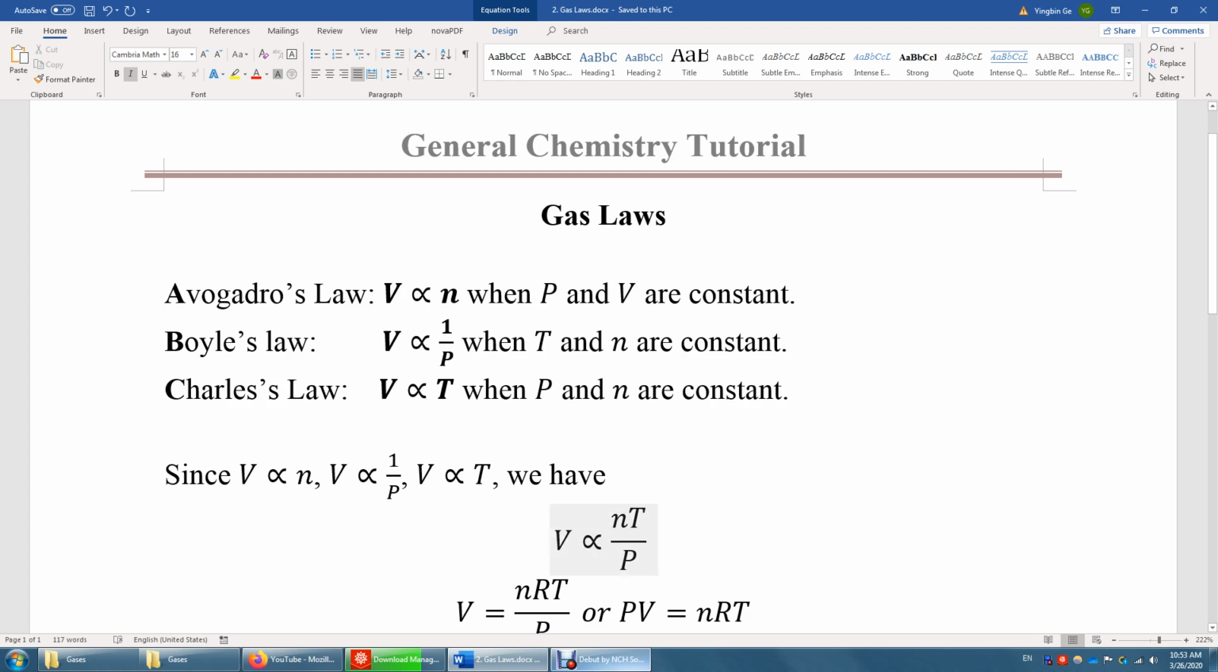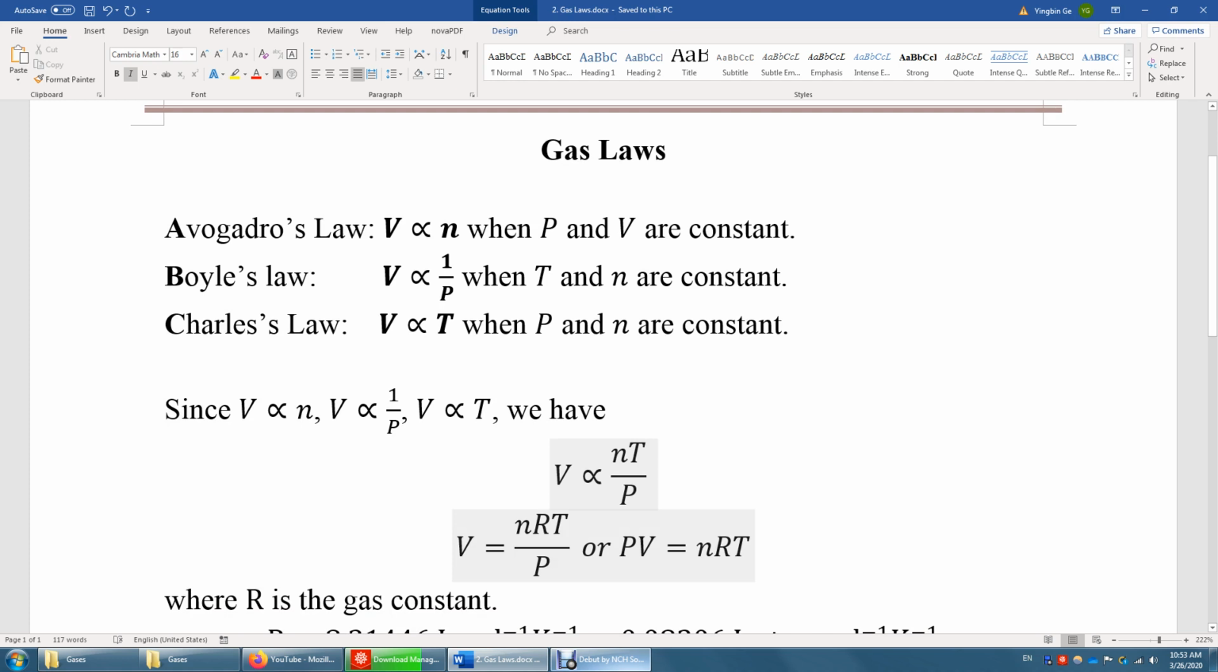Therefore V is equal to a constant times NT over P. That constant is R. R is the gas constant. Or we can simply put PV equals nRT as the ideal gas law.